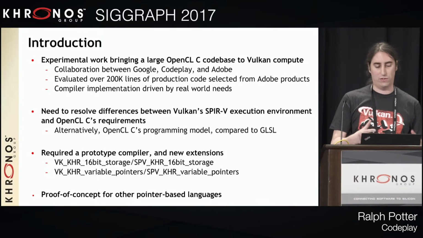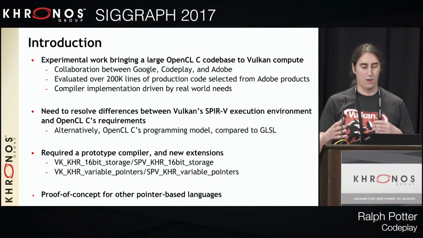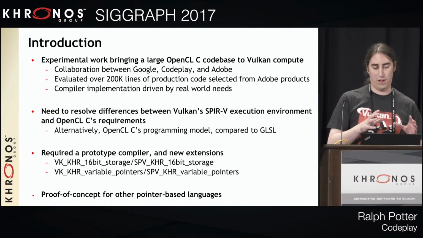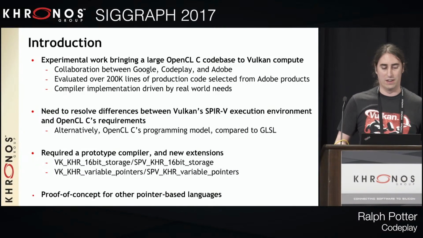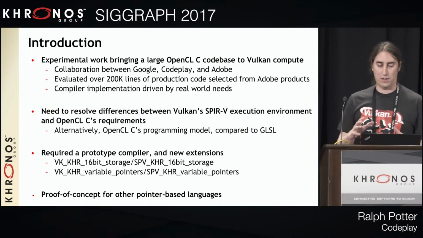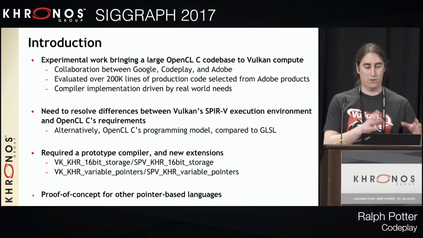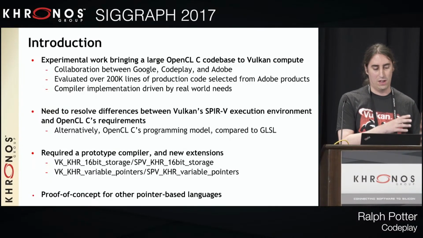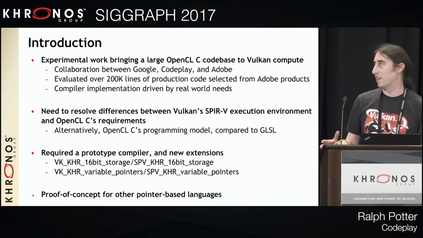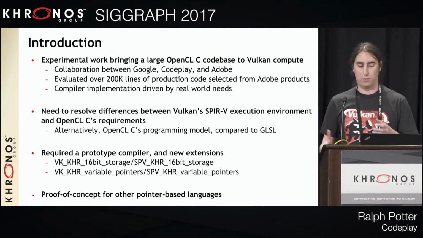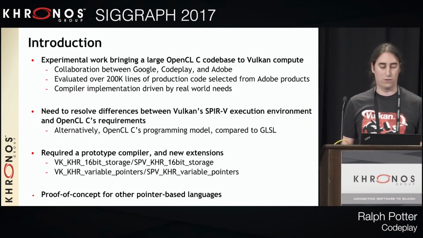So we set out to build a compiler that would compile that code and to give us a sense of what things you need to do and what parts of OpenCL are maybe less used and maybe not immediately necessary. So there's a bunch of things you have to resolve, and it basically comes down to the differences between Vulkan's SPIR-V environment and OpenCL C's requirements, or alternatively, OpenCL C versus GLSL. So it's things like pointers and fixed size types, certain things to do with control flow and that sort of thing.